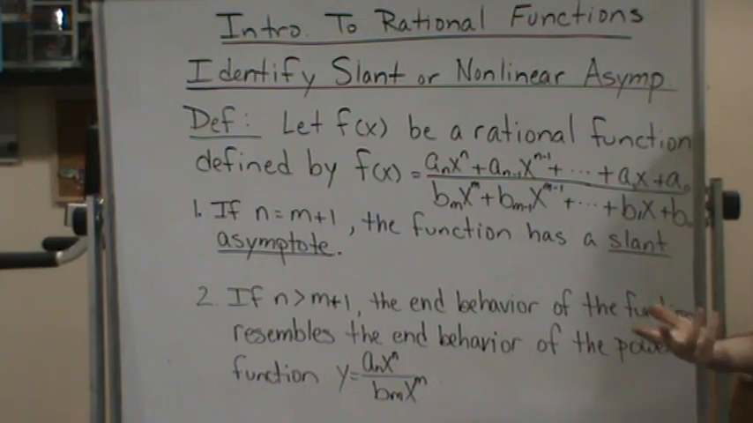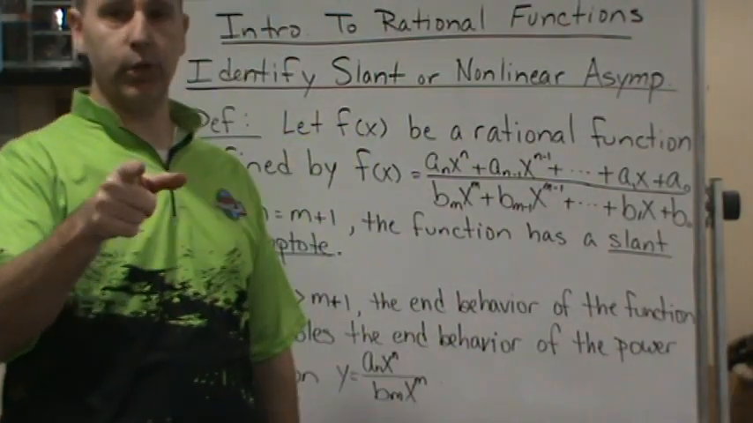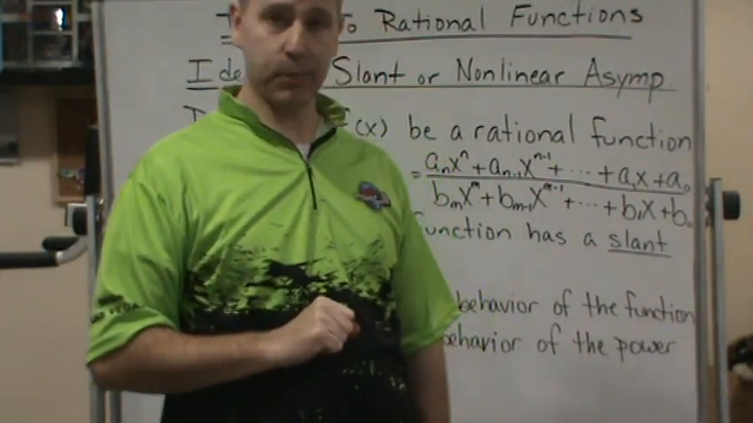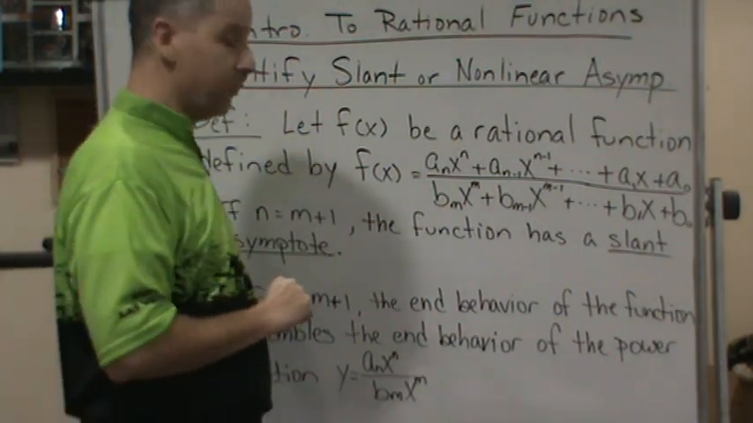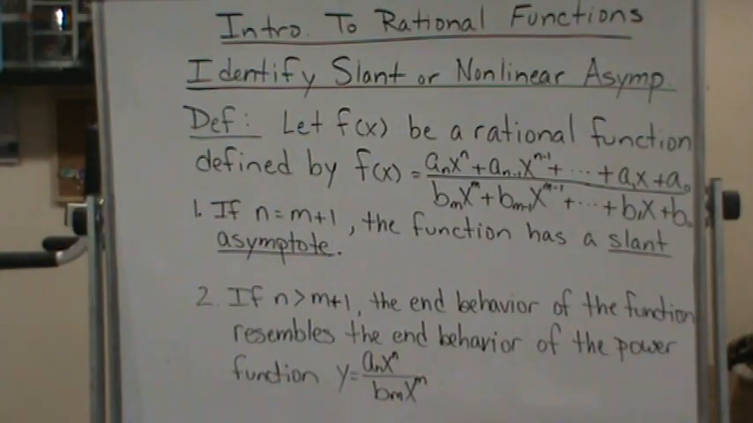Whether it's a slant asymptote or whether we call it, another term that we use, by the way, is oblique. An oblique asymptote. Okay? So it could be an oblique asymptote or a nonlinear asymptote. So slant or oblique. So all we're going to do is just divide the numerator and the denominator and see what the quotient is. And the quotient will tell us the equation of the asymptote. All right, let's do some examples.